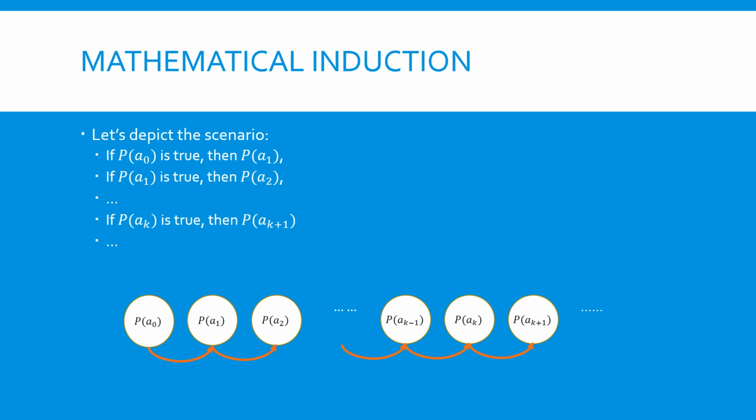However, at this point, we still can't say the proposition is true on all terms. Because although we have shown that P(a_{k+1}) is true when P(a_k) is true, we have not shown that the condition P(a_k) is true. Therefore, we cannot assert that the conclusion P(a_{k+1}) is true.